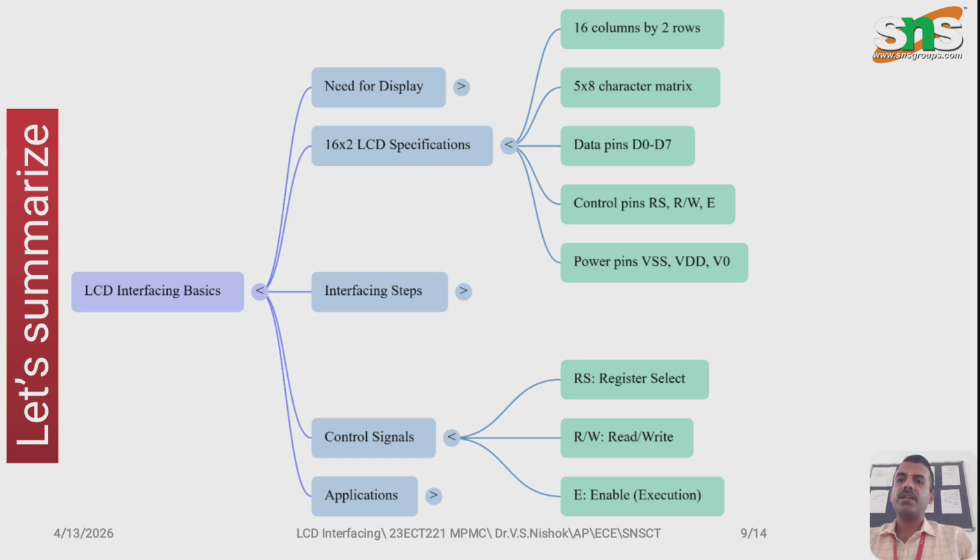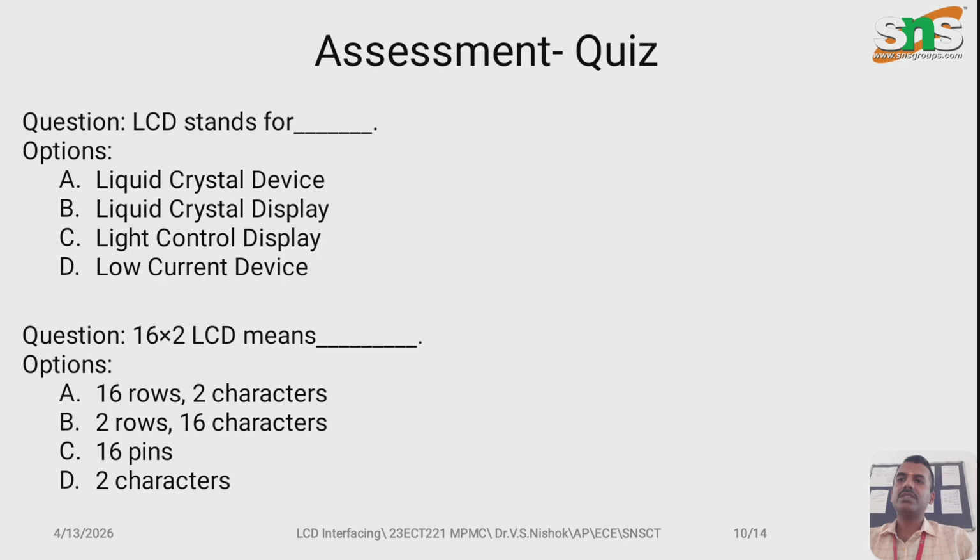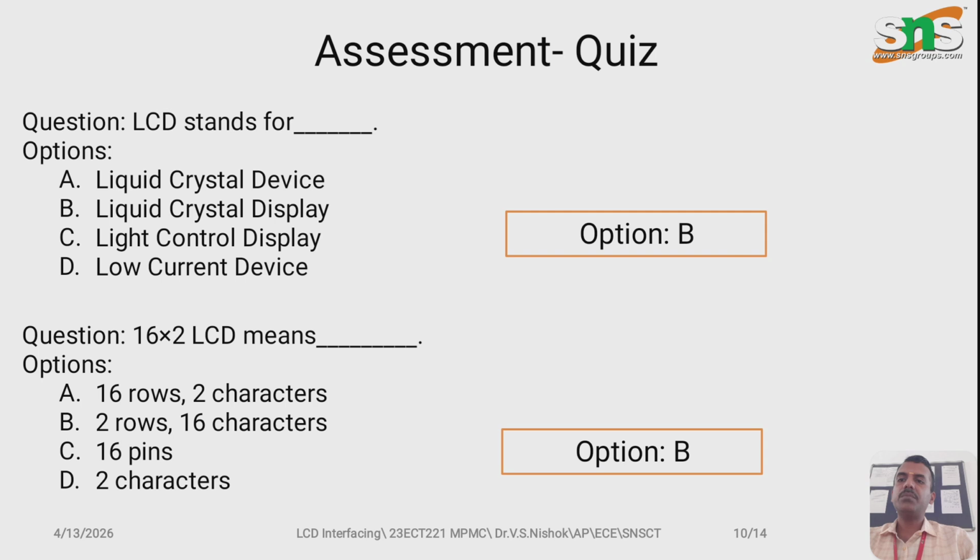And finally, we end this video with an assessment question. LCD stands for liquid crystal display, and 16x2 LCD means 16 characters and 2 rows. That represents the 2 lines. So in the 2 lines, we can use 16 characters maximum, in the American Standard specific format of characters.